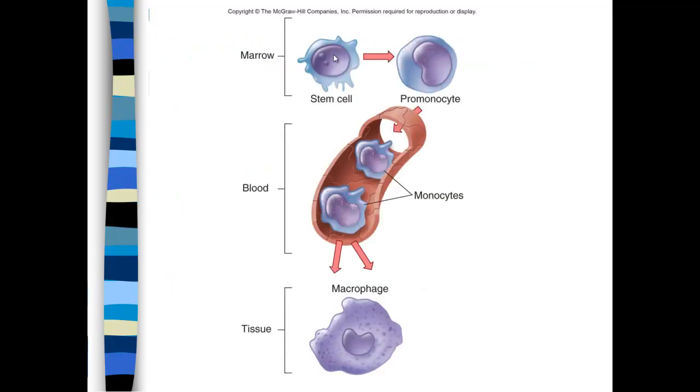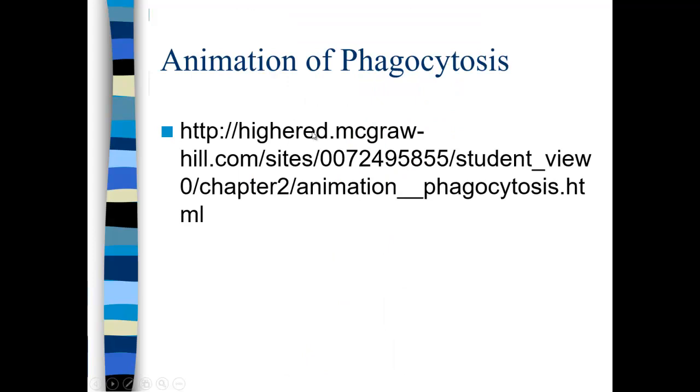Okay. And so if you look at the maturation of a macrophage, you start out with a stem cell. Okay, the stem cell makes a promonocyte. The promonocyte then migrates from the marrow into the bloodstream where it becomes a monocyte. The monocyte then undergoes diapedesis. When it leaves the blood vessel, it goes into tissues, and then inflammatory mediators cause this to mature into a macrophage. Okay, and you can see phagocytosis. I'm not going to demonstrate that directly, but if you're interested in the animation, here's a website that you can visit.